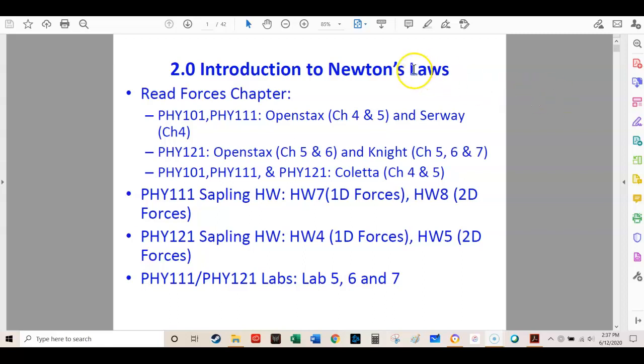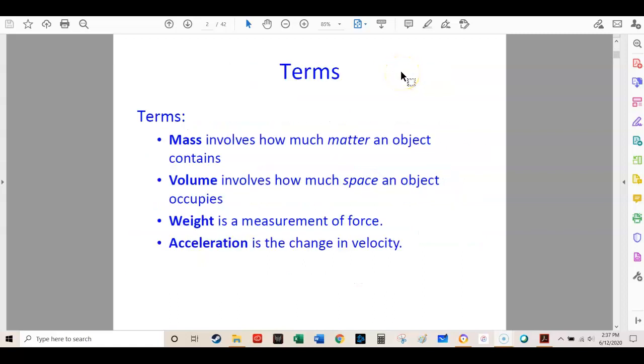Okay, so before we begin talking about forces, we're going to have to talk about some terms. And those terms are basically what is mass, what is volume, what is weight, and what is acceleration. We're going to have a pretty solid understanding of those concepts before we actually talk about what is force and also Newton's three laws. So mass is basically just how much matter an object has, okay?